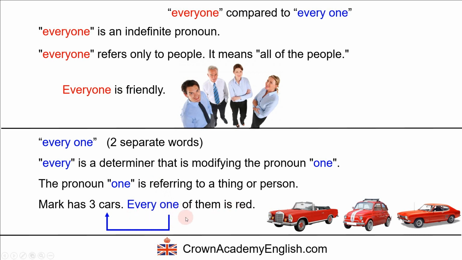Another alternative to help you understand this is to replace it with the word each. Each one of them is red, and you have the same meaning. Each one of them is red. So if you understand each one of them, then this will help you understand this. Every one of them is red.